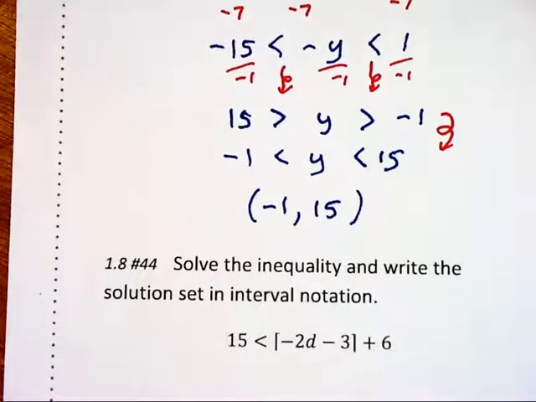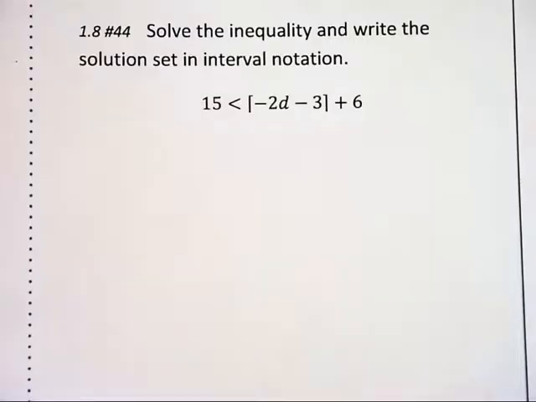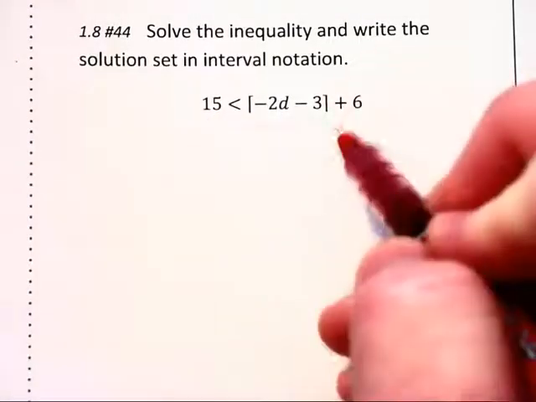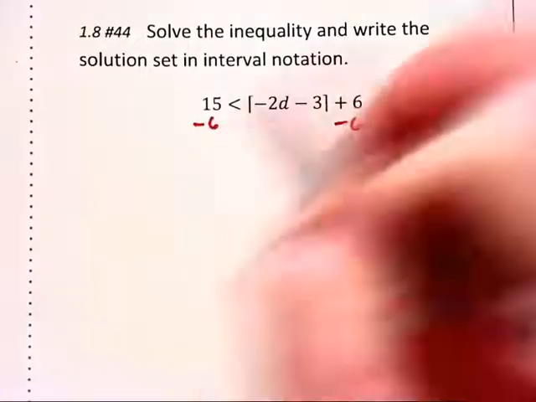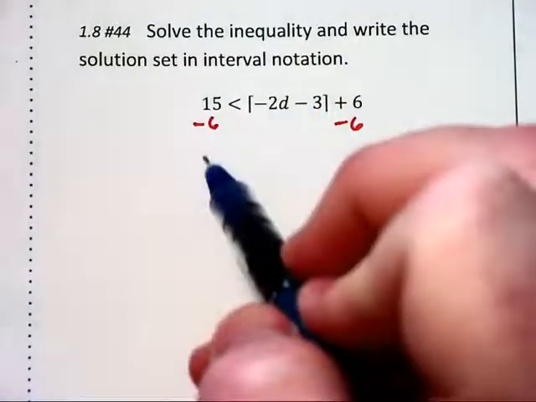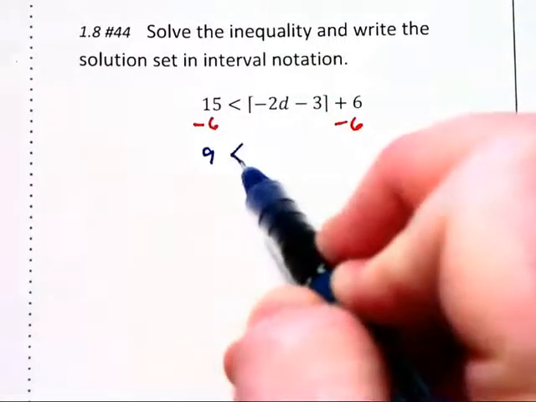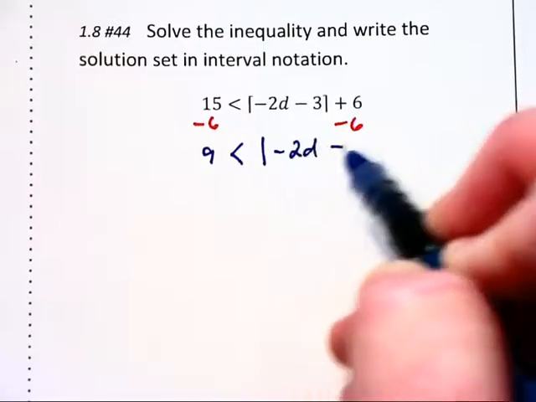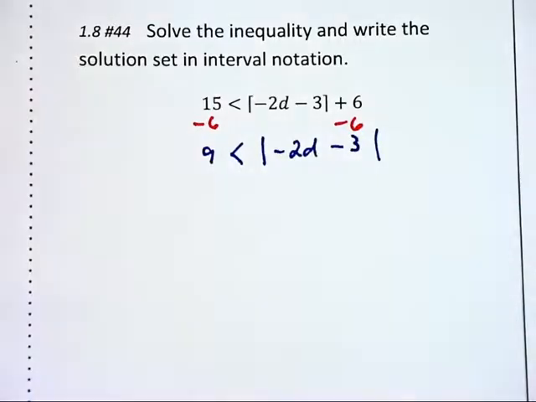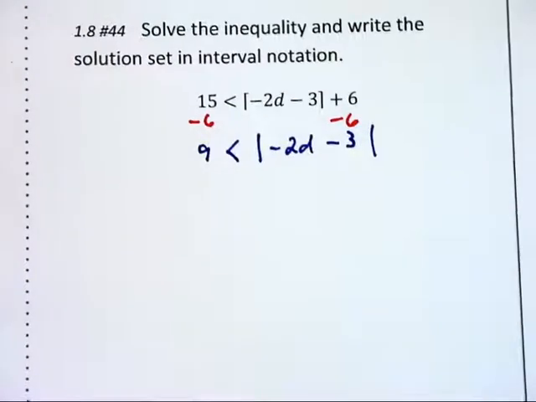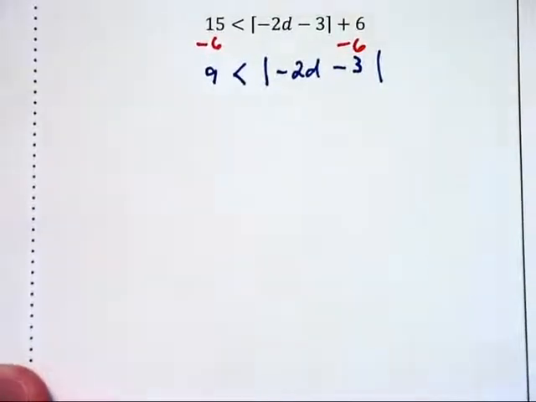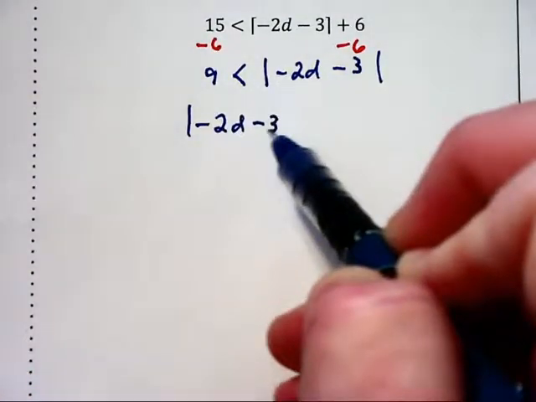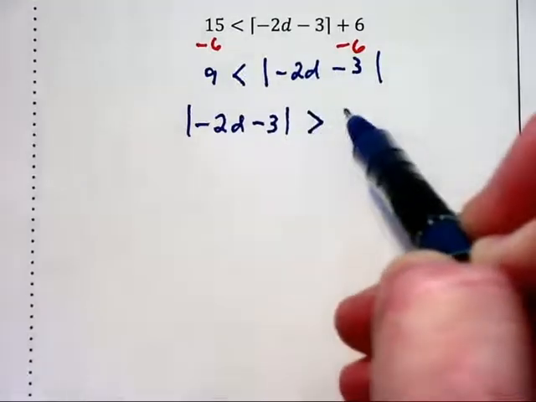Now we want to again isolate the absolute value, which means we want to subtract 6 on each side. This gives us 9 is less than absolute value of negative 2d minus 3. I think I want to rewrite this with the absolute value on the left-hand side. This will be the absolute value of negative 2d minus 3 greater than 9.